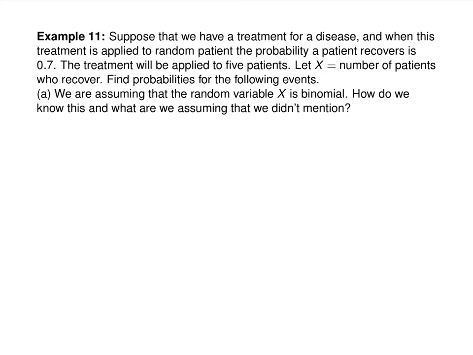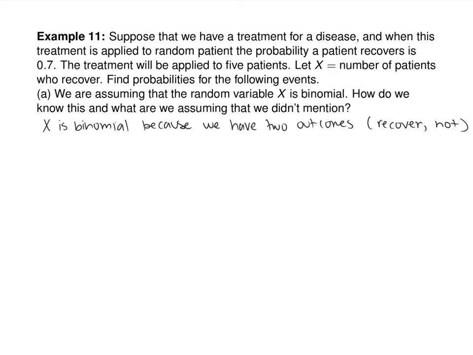So we are assuming that this variable is binomial. How do we know this, and what are we assuming we didn't mention? First of all, we know that x is binomial because we have two outcomes. Either you recover or not. And we have chances of success, 0.7. We have 5 trials. And then what we're assuming, that we didn't say, is that trials are independent.